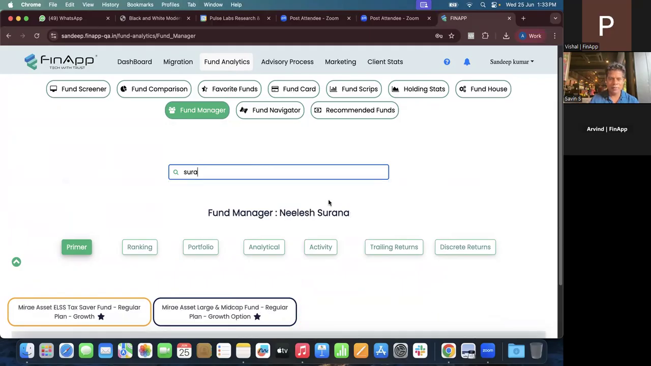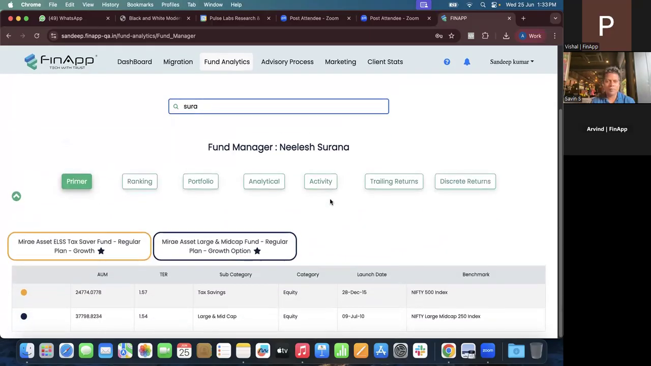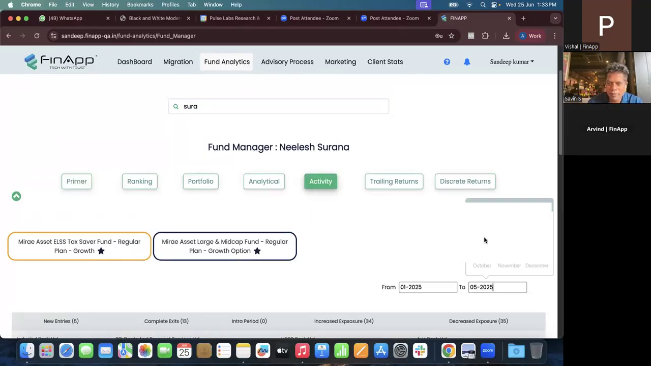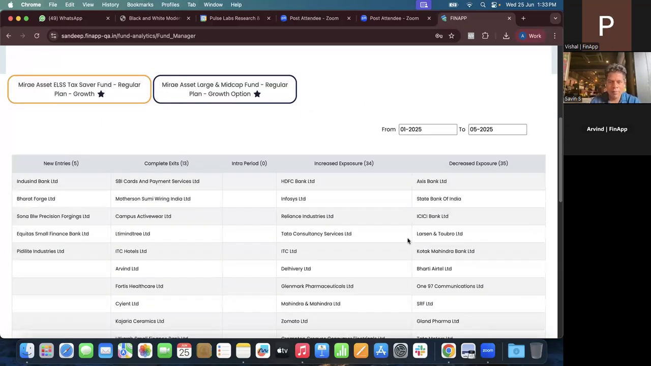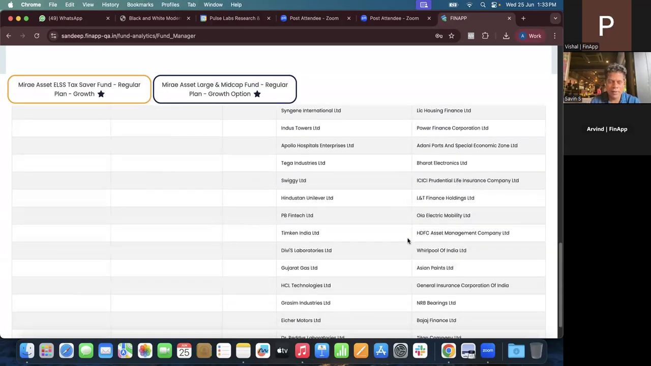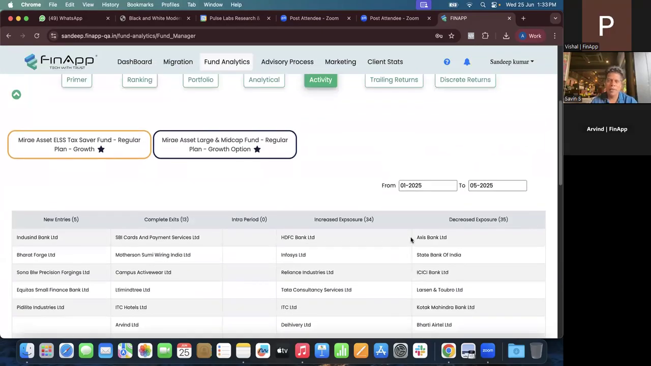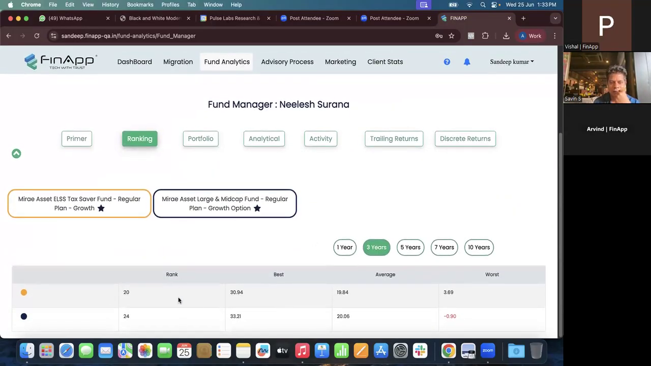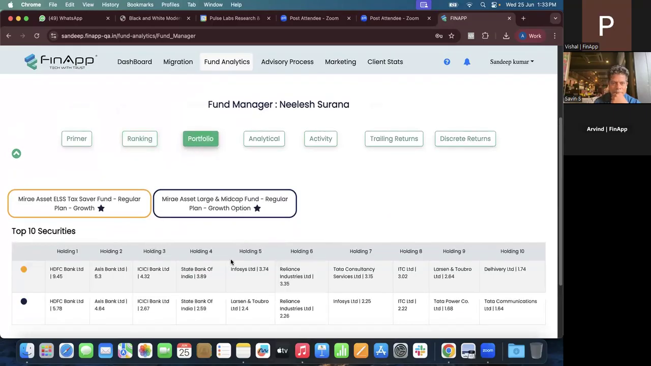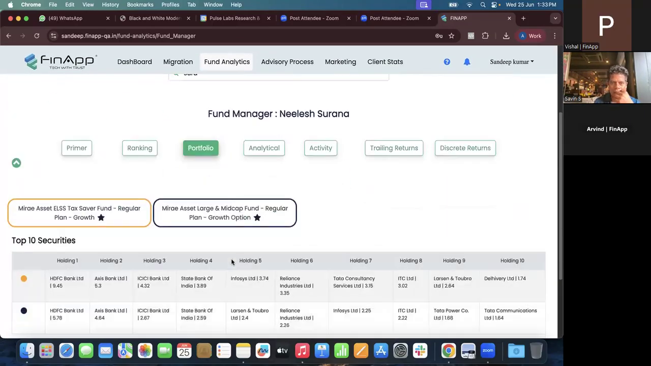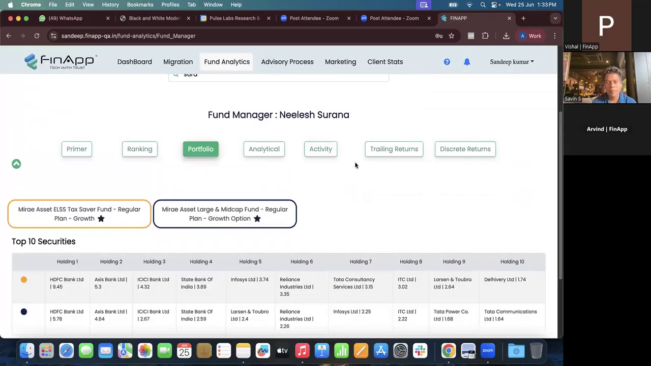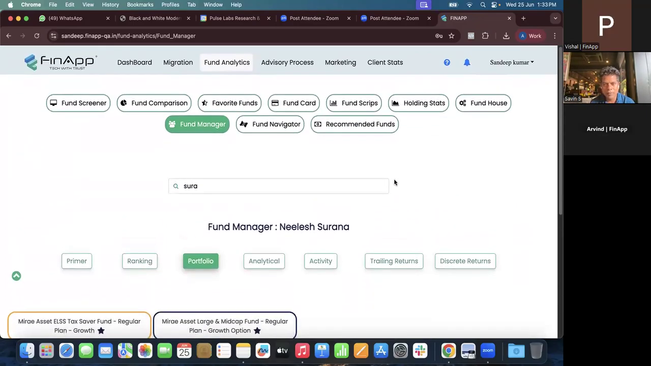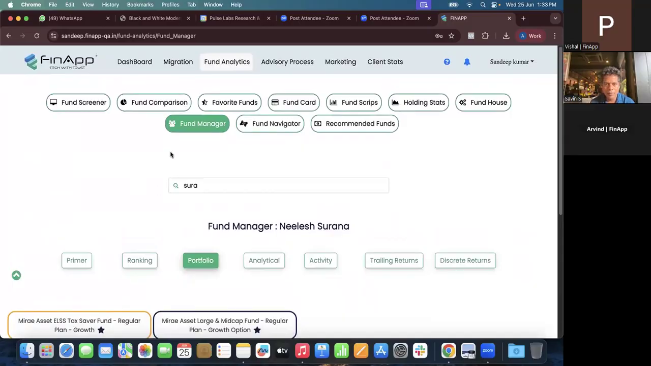So you get the activity during this period. You can get all the funds he is managing, and even the ranking of his funds in their own category, portfolios, whatever you want to see. So you can explore a lot of things out here.